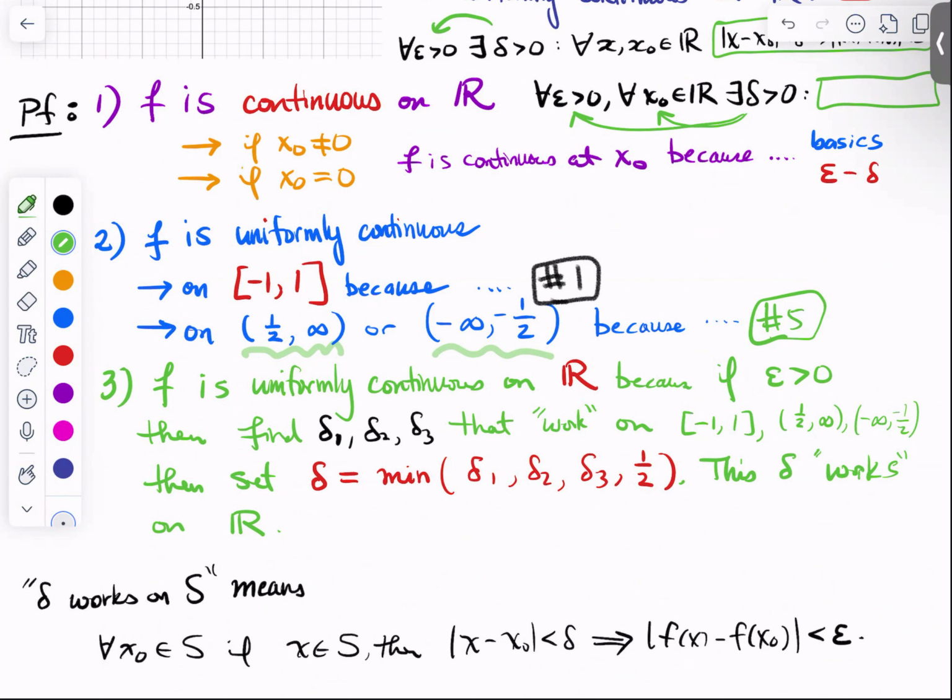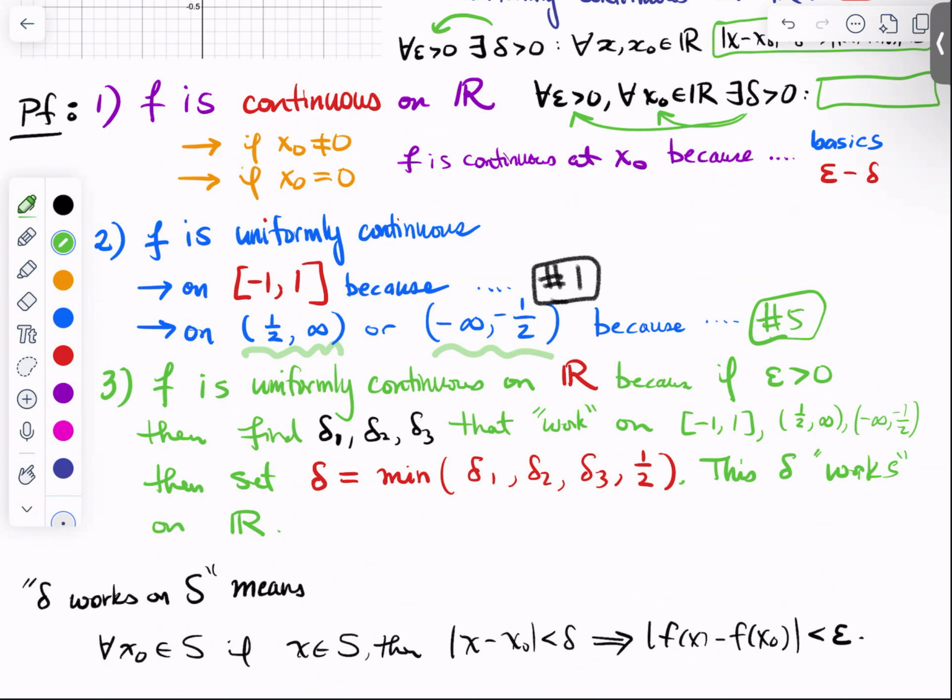And then I'm going to say, well, if that was how close you needed to be for things to work separately on all those things, let's take the smallest of those three numbers. That's only going to make things closer together. And then I claim that that's going to work everywhere.